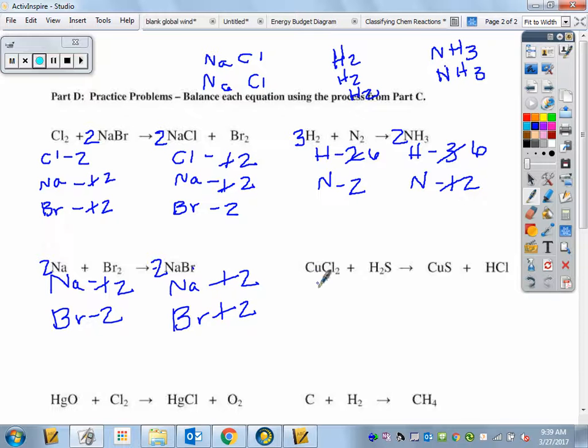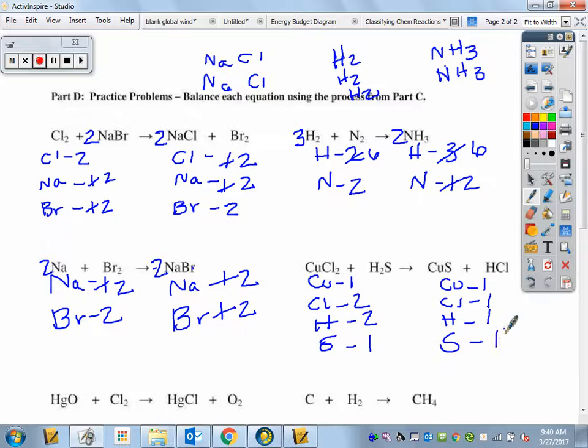Next one, this is a little bit bigger, so I'm going to list my elements again, same order on both sides. So copper, chlorine, hydrogen, and sulfur. Okay, same order. Copper, I only have 1. Chlorine, I have 2. Hydrogen, I have 2. Sulfur, I have 1. Copper, I have 1. Chlorine, I have 1. Hydrogen, 1. Sulfur, 1. So the only thing I really need to balance here is my chlorines and my hydrogens.